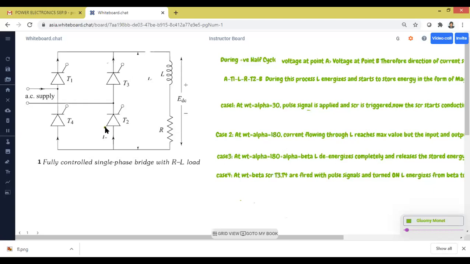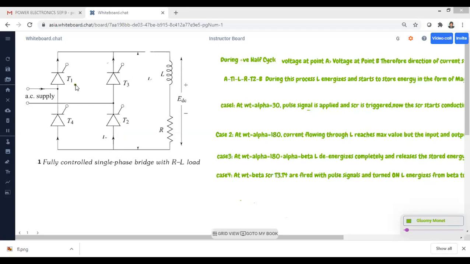Why we are using 4 SCRs, we know. One more question: which two SCRs can I turn on simultaneously? Anyone tell me. Which two SCRs should I turn on simultaneously in the fully controlled converter? The answer is diagonal parallel SCRs. Yes or no? T1, T2 we can turn on at the same instant of time with a single firing pulse. If a single firing pulse is used to turn on two SCRs, that is called symmetrical triggering or symmetrical firing. If I am using the same pulse for T1 and T2, then it is called symmetrical triggering or symmetrical firing.